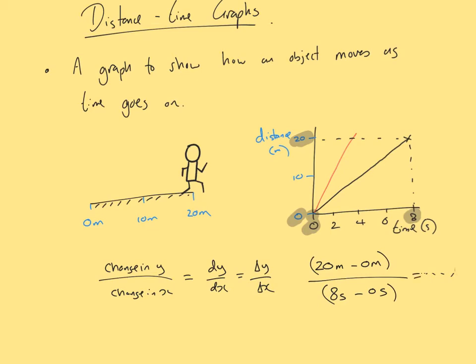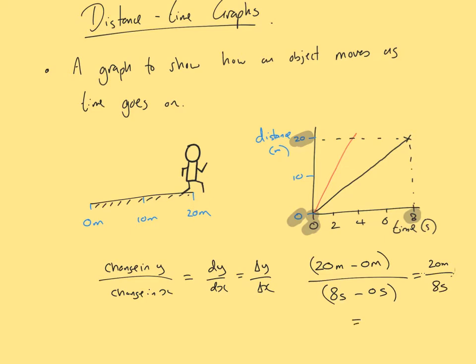So 20 minus 0 for the top line. This is why it was nice to start at 0, 0, so it made life easier. That has changed by 20 meters. 8 seconds minus 0 seconds. Again, great that we had one of the points with 0 because it made life easier. Well, that's a difference or a change of 8 seconds.